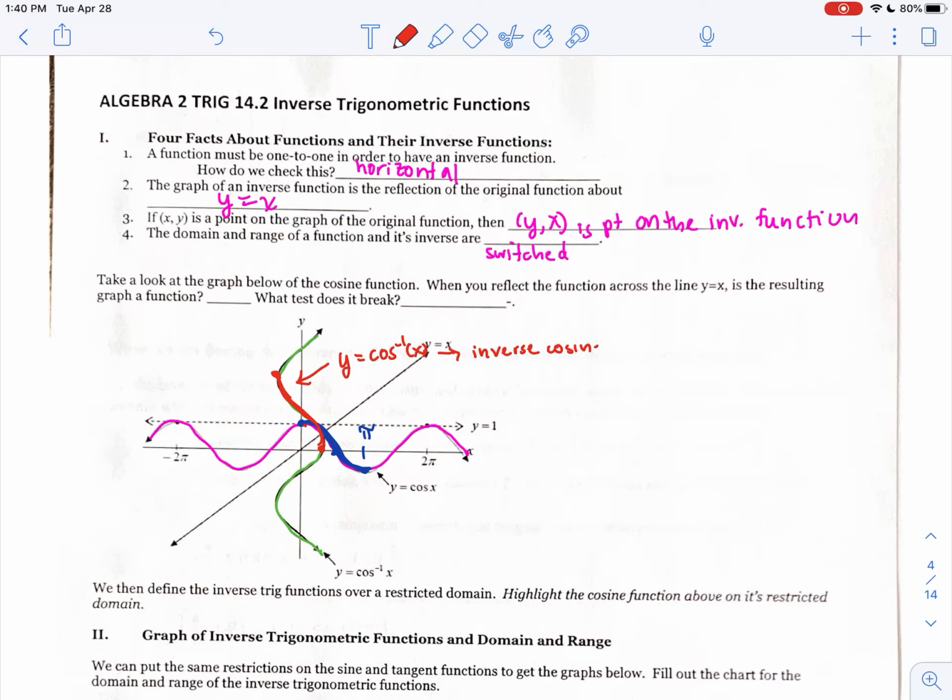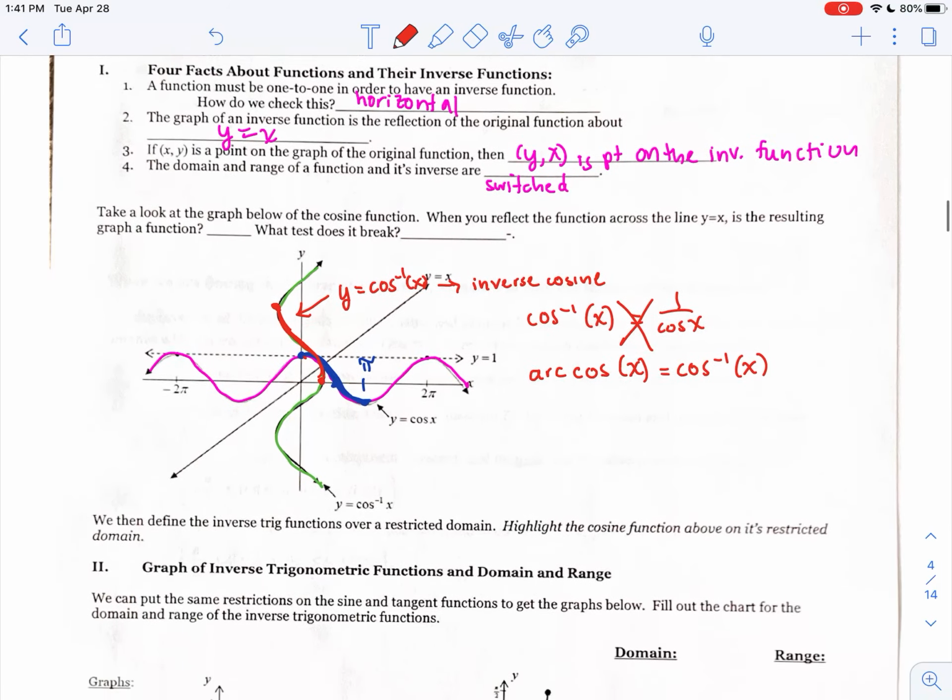So there's a couple of ways you guys can call inverse cosine. We see inverse cosine having the little negative one there. Sometimes that's confusing for the reader because they might think that this means 1 over cosine of x, which it does not mean. Some textbooks like using arc cosine of x as the inverse notation as well. So arc cosine and inverse cosine of x means the same thing.